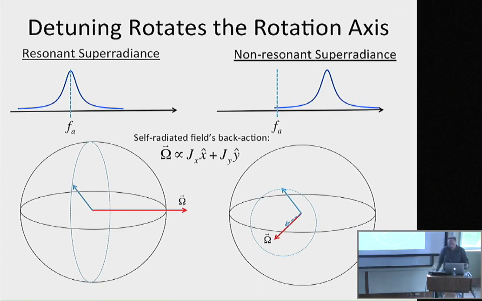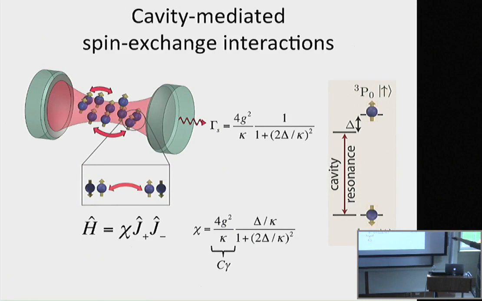So it turns out you can describe that in terms of some kind of dissipative term that falls off like 1 over detuning squared, and also a Hamiltonian-like term that looks like a J plus J minus kind of Hamiltonian, where the coupling constant in the large detuning limit falls off like 1 over detuning, so you can hope to make this dominate over that. That's the goal.